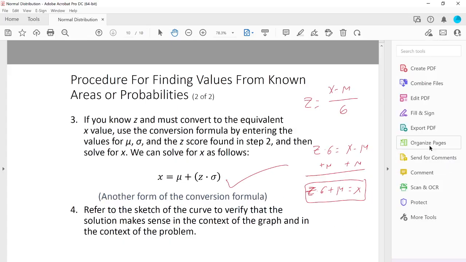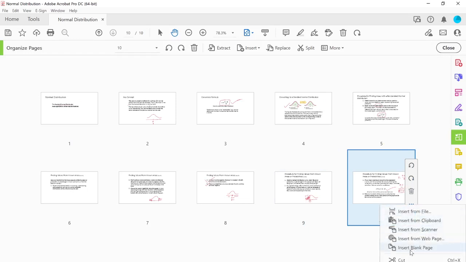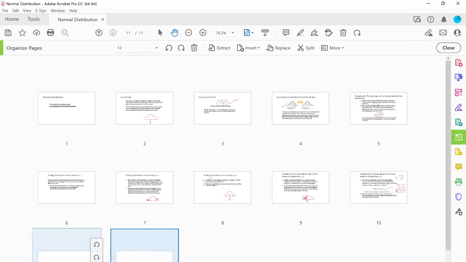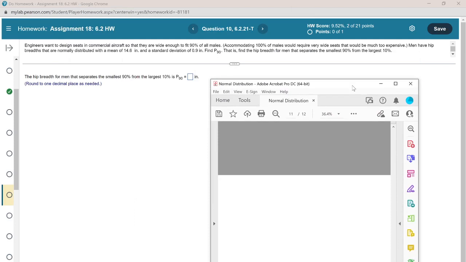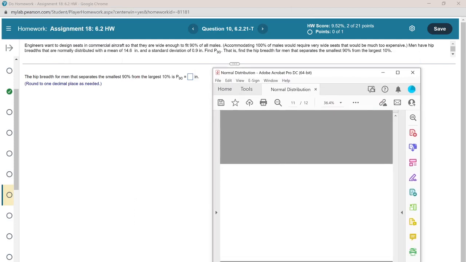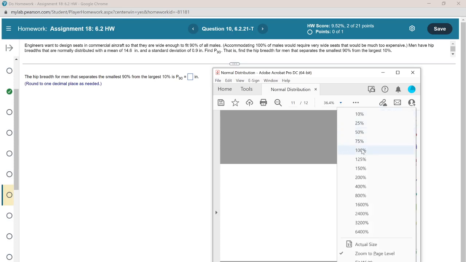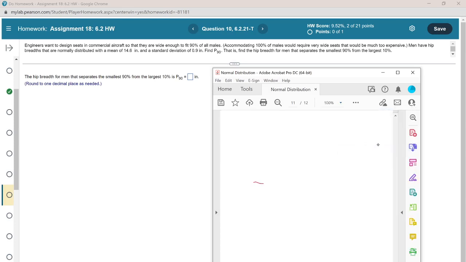Let me just use one blank page here. So here is the thing. You want to find the value of hip breadth. Let's say the value of x such that 90% of the men's hip breadths should be less than that value. So you want to find the value of x such that 90% of the values are less than that value. So the area under the curve to the left of this value is 0.9.